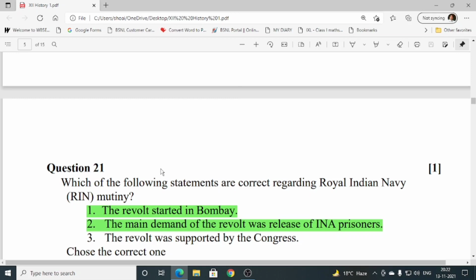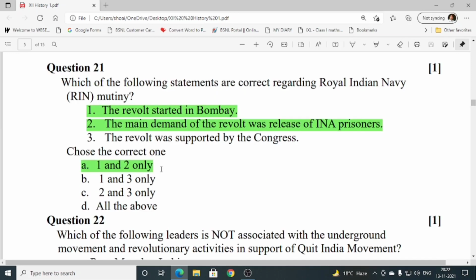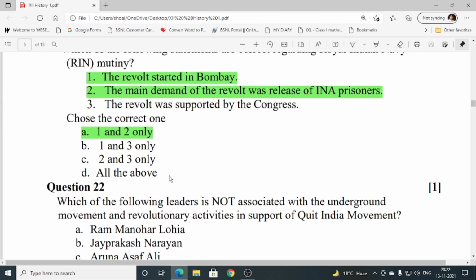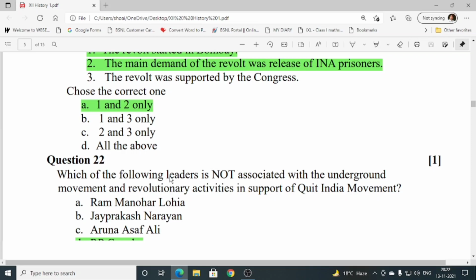The next one is question number 22. Which of the following statements are correct regarding the Royal Indian Navy? That is the Naval Mutiny. So the revolt started in Bombay. The main demand of the revolt was to release the INA prisoners. So both 1 and 2 are correct. Okay, 1 and 2 are correct.